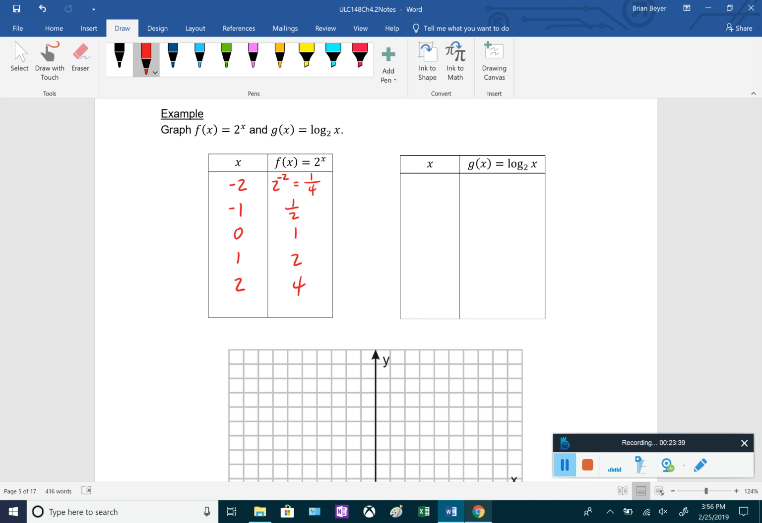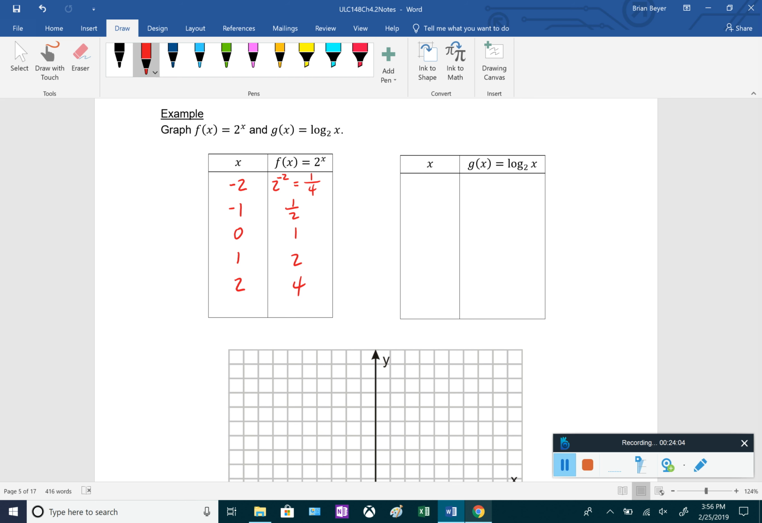On the next table on the right, we could plug in values for x. It's a little bit more annoying, though, plugging in these values, because then we would have to think, okay, what's log base 2 of whatever? We might have to convert to exponential form to help us. You'll see later on that we can use our calculator using this other method. What I'm going to do here is use this definition of inverse functions to help us.